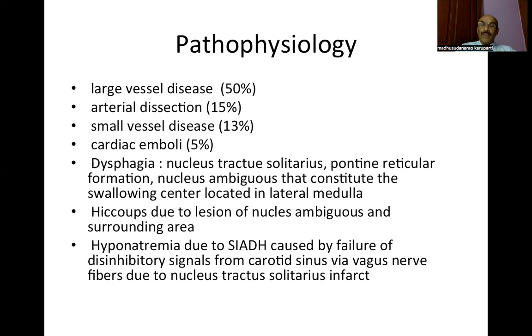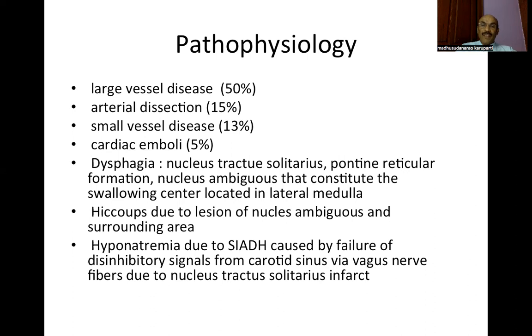Hiccups are due to the lesion in the nucleus ambiguus and surrounding area. So when this part is involved in the infarct, the patient suffers from uncontrollable hiccups. Then another important finding in lateral medullary syndrome is hyponatremia.